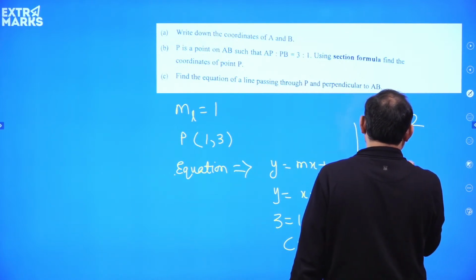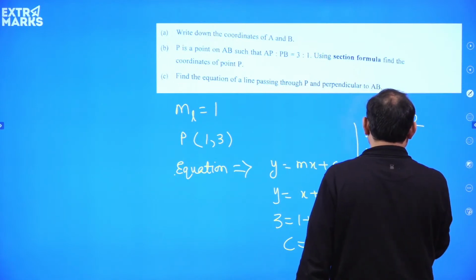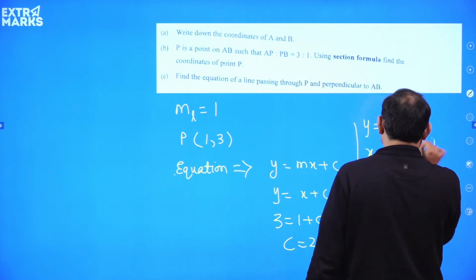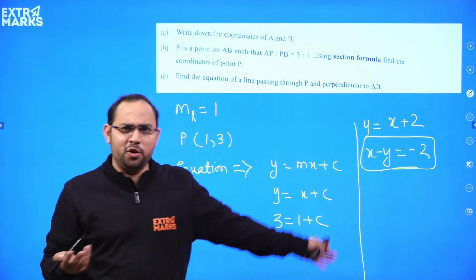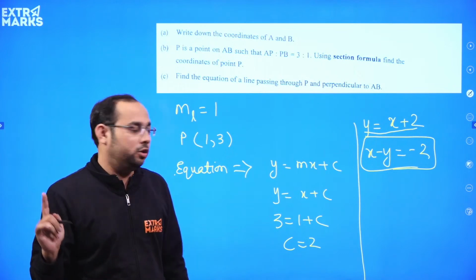or x minus y equal to minus 2. Whichever form you want to write, you can write. Even if you leave it at this point, it's correct. No problem at all. Okay.